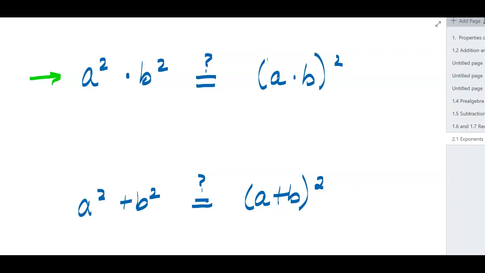Let's say you had 4 squared times 25 squared. Is that equal to 4 times 25, squared? Because wouldn't that be easy? Well, let's expand it so that you can see it. This is 4 times 4. I'm going to use a dot.